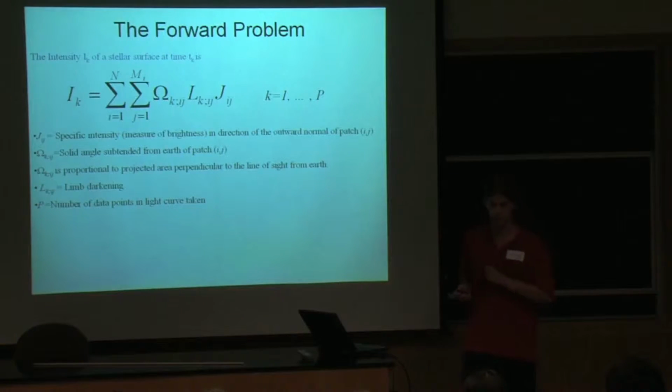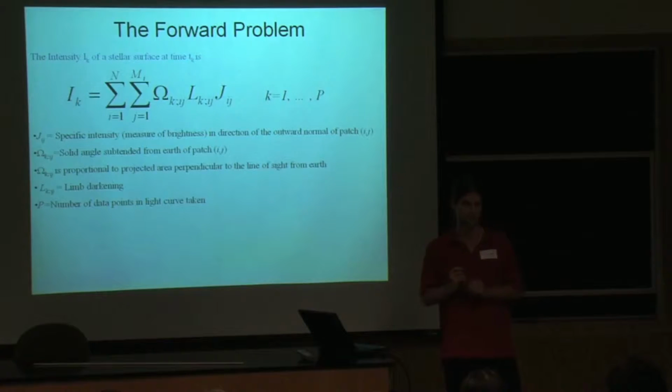Now, I'm going to describe to you the forward problem. We're going to assume we already know what the stellar surface looks like, where all the spots are on it, etc. So we know J is the specific intensity in the direction of the normal of some patch ij, and we assume we know all the patches. Omega is the solid angle subtended by the patch from Earth, but we don't worry too much about it because we're concerned with relative brightnesses on the surface. So we're just going to make omega proportional to the projected area of that patch along the line of sight to Earth, and L corrects for the limb darkening, which I just mentioned.